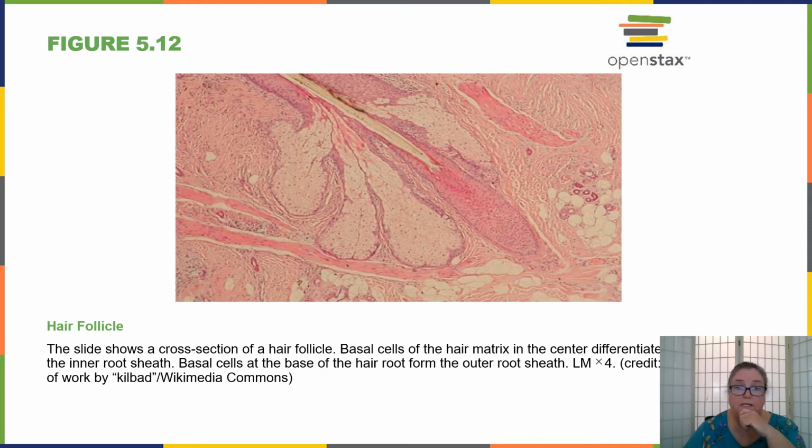This is why it's good to look at both the light micrograph and your illustration and compare them. If we were just looking at this, it wouldn't make any sense at all. But if we compare this to our cartoon or the artist concept, we can see, okay, yeah, these are the sebaceous glands. There's the hair shaft. There's the hair follicle.